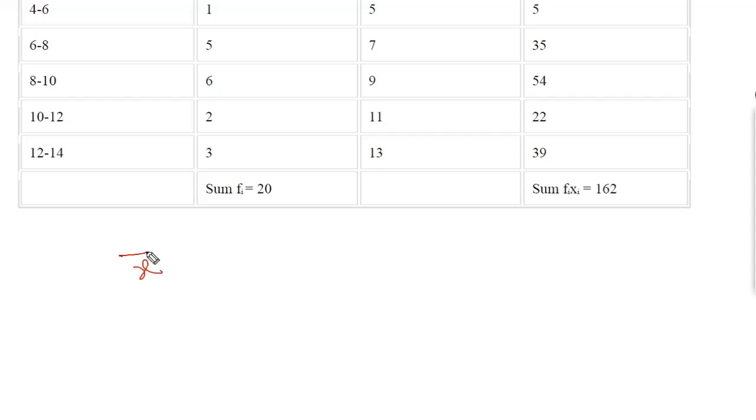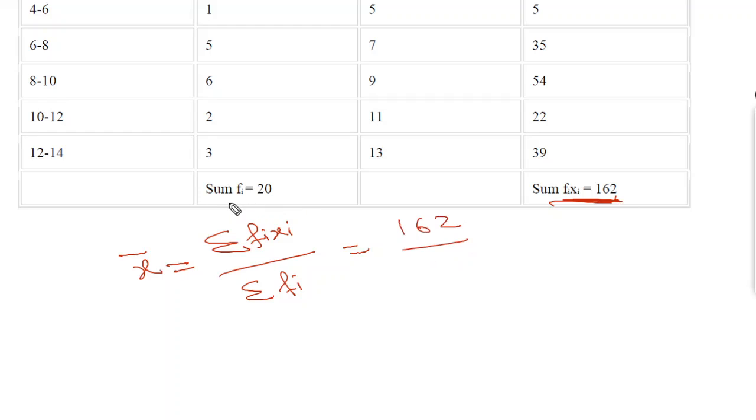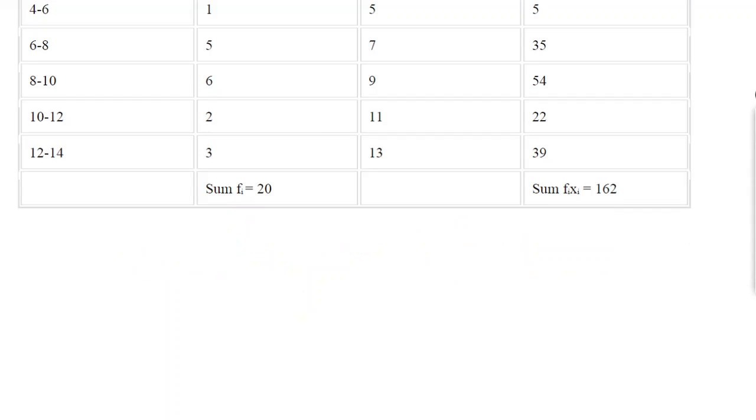Now we have sigma Fi, and we have sigma Fi Xi. So what you have to find? Mean. We write the mean like this, x bar. So mean is equal to sigma Fi Xi divided by sigma Fi, which is sum of Fi Xi 162 divided by sum of Fi, it is 20. So 162 divided by 20 will be equal to 8.1. So your mean is 8.1. You can write here the mean is 8.1. Now we will move to the next question.